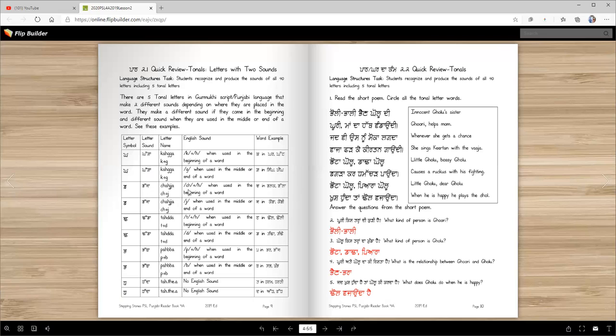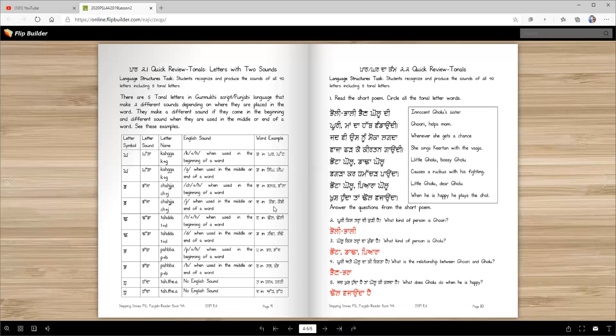Chajja makes a sound ch when used in the beginning of a word. For example, chalak. Everybody say chalak. Chalak means a glimpse. You hear the ch sound with a, right? And then challa. Challa or challi means silly, right? Say challa, challi. Good. Okay. Chajja makes a sound j when used in the middle or end of a word.